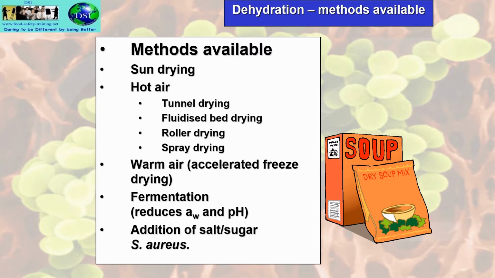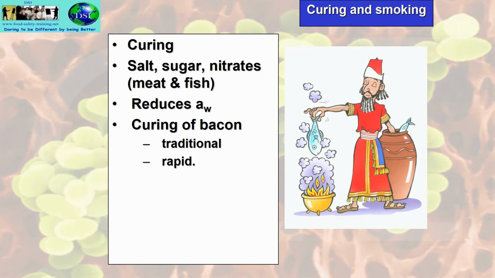Curing and smoking. Curing really comes from the old thought that if we add certain products such as salt, sugar and vinegar to foods, it will cure it of all diseases. So that's why we call it curing. Curing is the addition of salt, sugar, nitrates, for meat and fish. Again, the salt and sugar reduce the moisture content. Nitrates act as a chemical preservative.